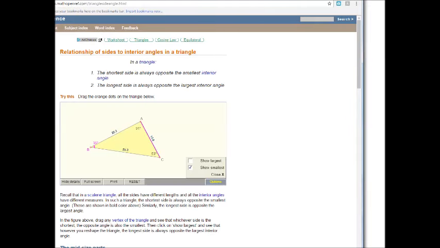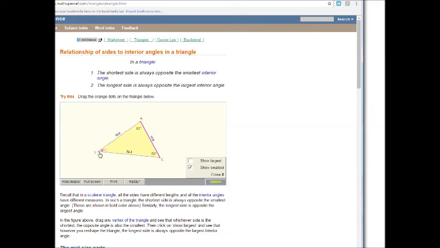Let's take a peek at our favorite website, or maybe one of our favorite websites, www.mathopenref.com, at the relationship of sides to interior angles in a triangle. What I'm showing you right here is a triangle, and we're going to look at the angles and the sides. If you look at that side, the segment AC here to the right, this is the smallest side, and that is across from the smallest angle.